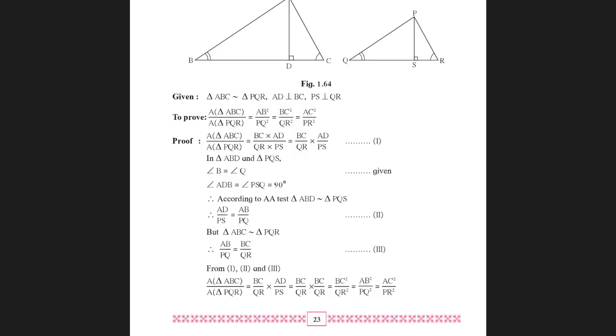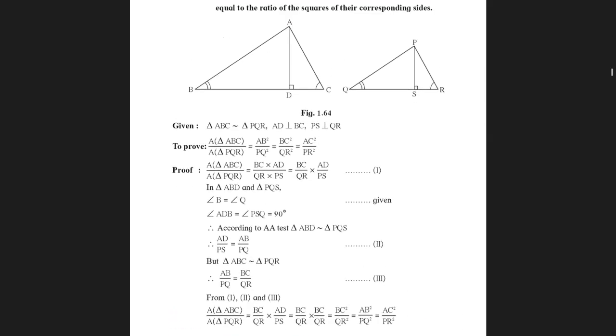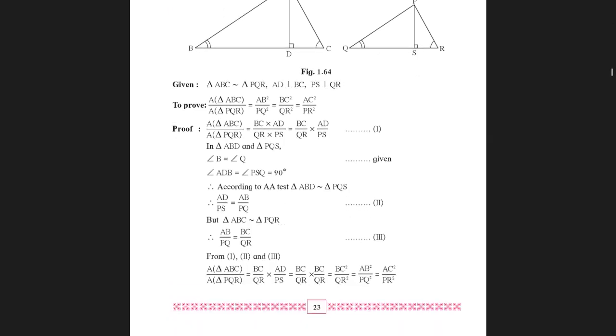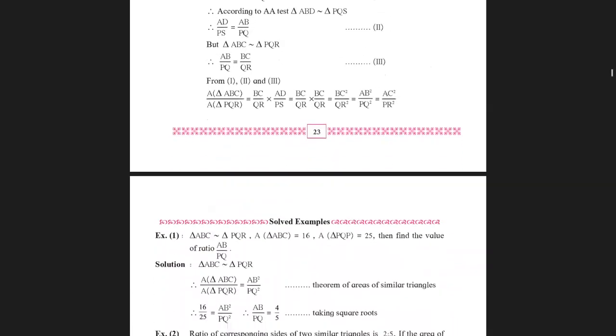Again, this theorem is important from the exam point of view. They usually ask: state and prove the theorem of areas of similar triangles. Or you could be asked a question in this way: prove that when two triangles are similar, the ratio of areas of these triangles is equal to the ratio of the squares of their corresponding sides. So you must be able to identify which theorem they are talking about and how to prove it. Okay, so that's important.